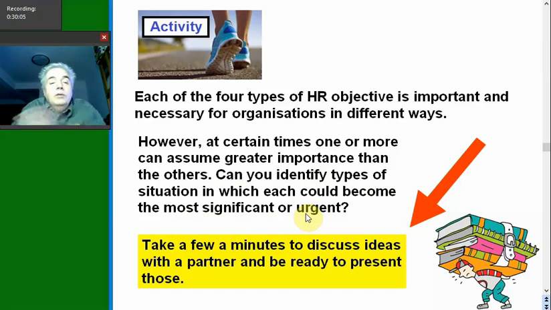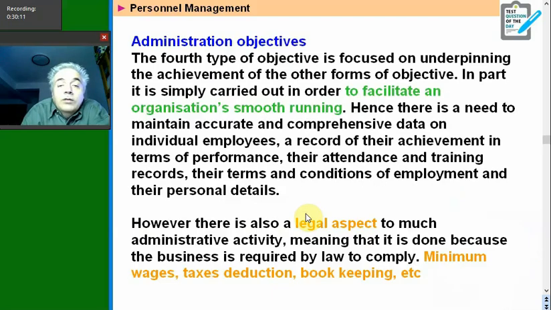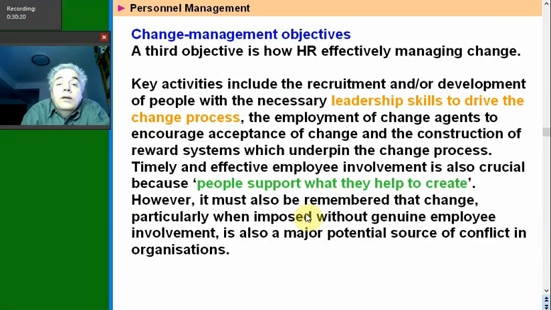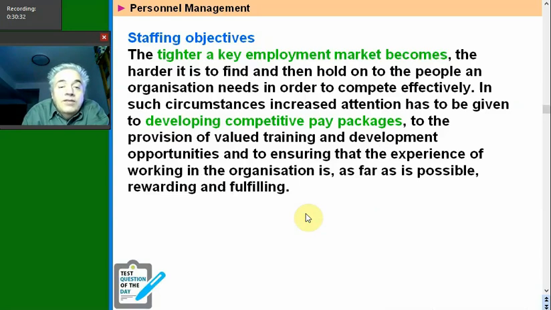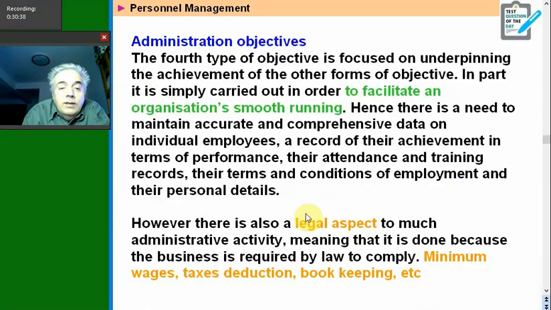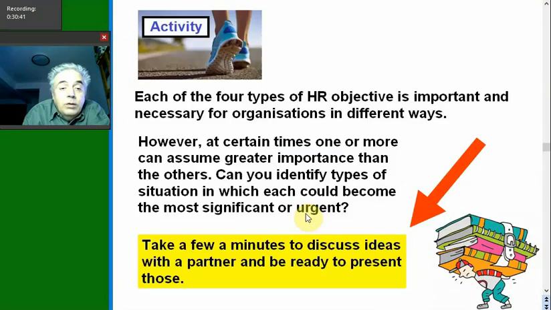For example, I gave you one example. Can you think of any examples of when the others become more important? I gave you the example of this last one here, administrative objectives. Can you give some examples of when a company is changing? So this one becomes more important. What about the performance objective? When is this more important? And the first one, staffing objectives. When is this more important? So can you stop the video and reflect on those and have a discussion? This is always a nice way to fix the knowledge that you just learned in this topic.